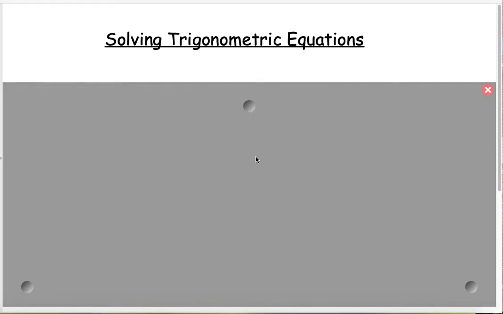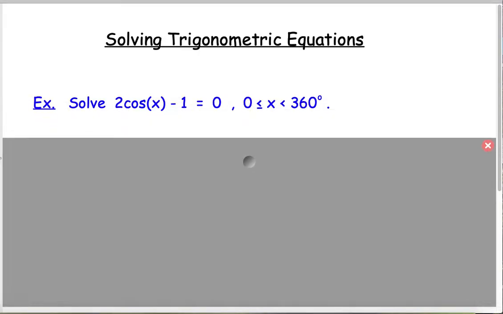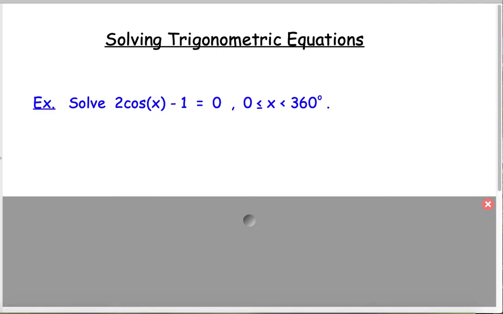Today we're going to focus on solving trig equations. And the best way to do this is to jump right into examples. So let's say we want to solve this one: 2 times the cosine of x minus 1 equals 0, with the stipulation that x is greater than or equal to 0 and less than 360. So what we're trying to do is figure out what x equals.